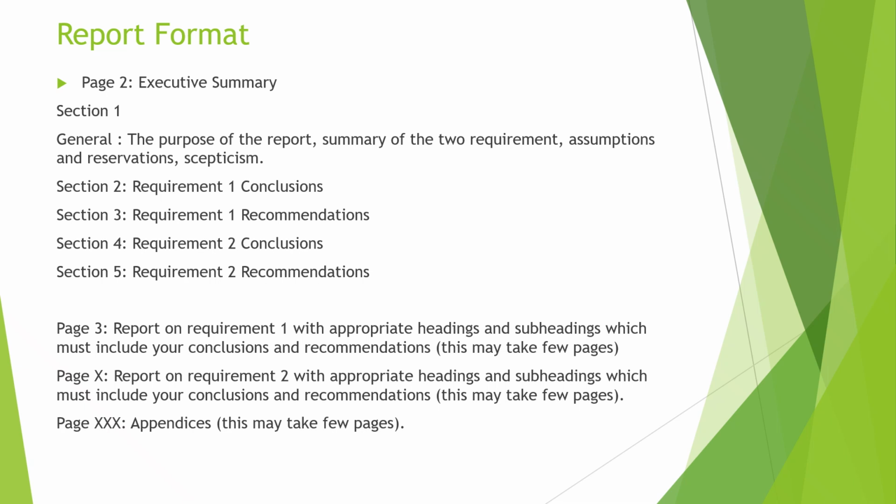Now go to the next page, page 3. Page 3 will now be your report on requirement 1. You should have appropriate headings and subheadings. You introduce it, the body, your conclusion, and your recommendation. And then this can take many pages, more than one page. Wherever you're done, the next page should be for your requirement 2 with appropriate headings and subheadings. You introduce the requirement 2, you make the body of the report, and then your conclusions and your recommendations.